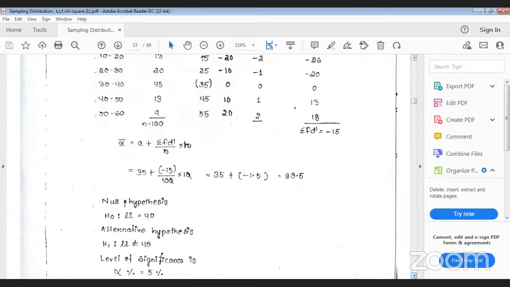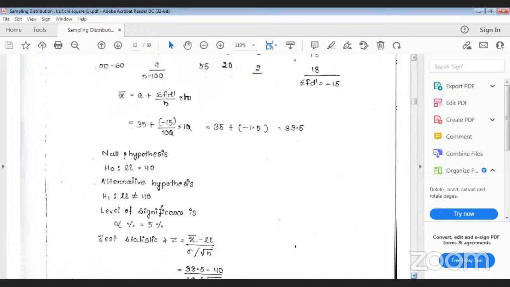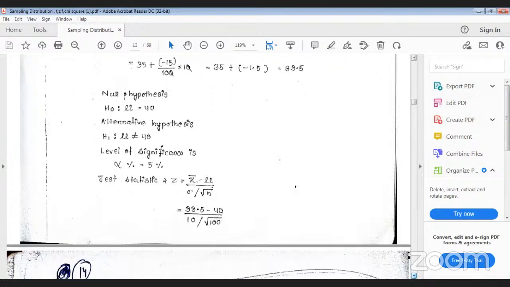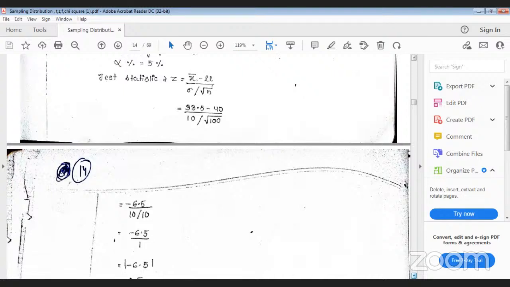So the population parameter, what is given, mu is equal to 40, it is given. That's why you take mu is equal to 40. Then the alternative hypothesis is obviously not equal to. Then the level of significance, that is your alpha percent, 5% level of significance. So the formula you already know, x bar minus mu by sigma by root over of n. By using that formula, you get Z calculated value is equal to minus 6.5.